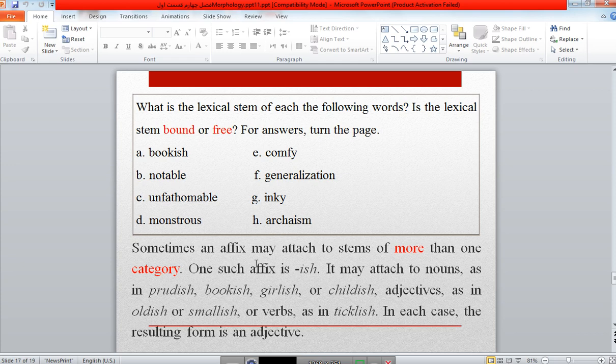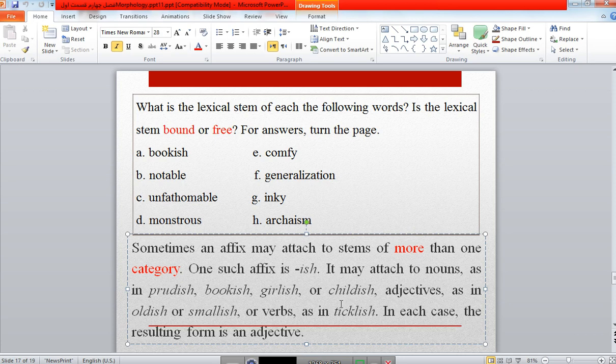Sometimes an affix may attach to stems of more than one category. One such affix is ish, you see here. It may attach to nouns like prudish, bookish, girlish, childish, you see, they attach to nouns.